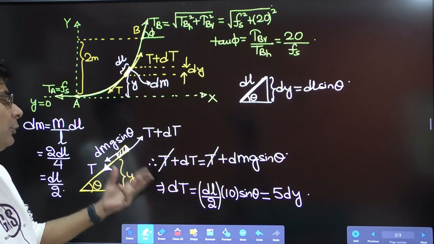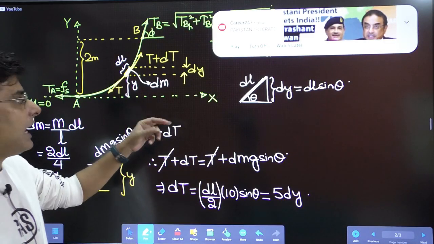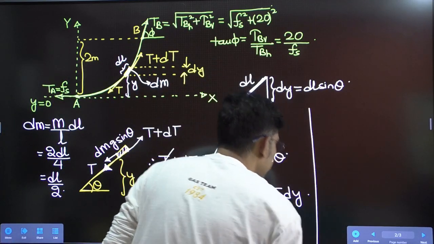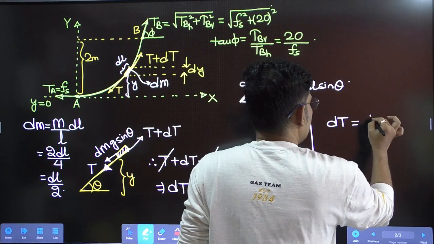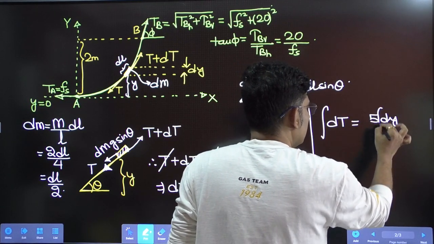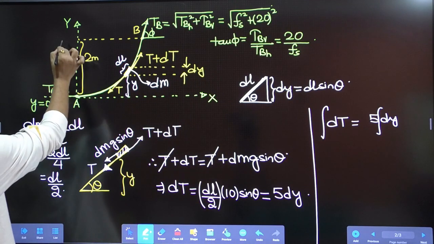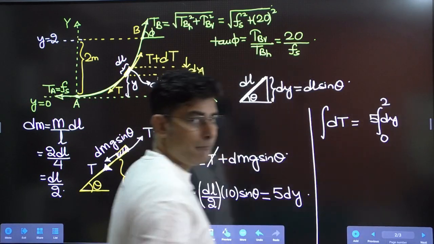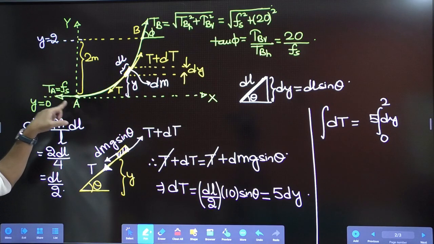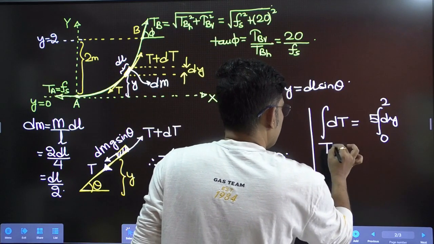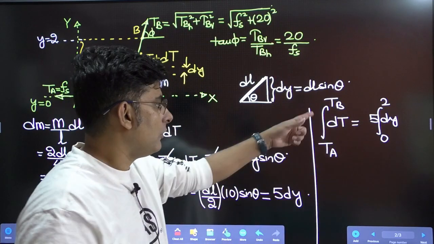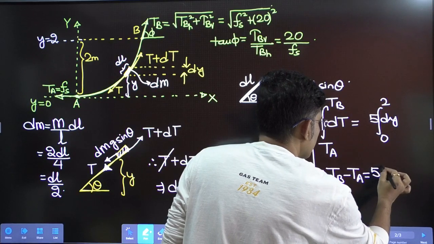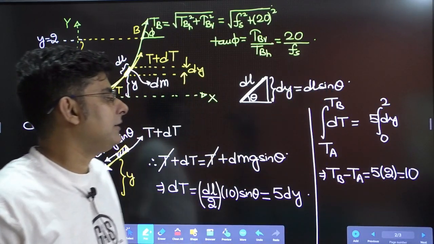Now if dt is 5 dy, we have to integrate to get the value of whatever is being asked. So let's quickly see how we can find the value. Now dt being 5 dy, if I put limits of integration properly, y is 0 here and y at the highest point is 2. So we have to integrate y from 0 to 2. And tension is to be integrated from lower point TA till TB. That's it. So what do we get this side? TB minus TA will become 5y, y is 2, which is 10. So TB minus TA is 10.